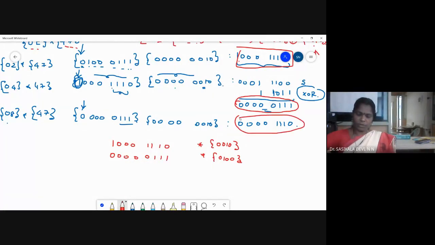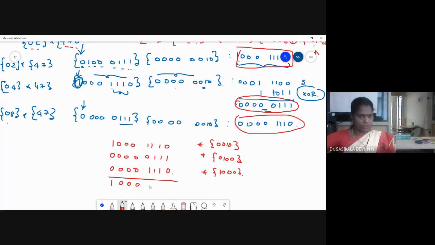So multiplication by 8 is this. So this is 1, 0, 0, 0. So this is 0, 0, 0, 0, 1, 1, 1, 0. XOR is just to count the number of ones. If the number of ones is even, then 0, otherwise 1. So here the result is 1, then 0, 0, 0.